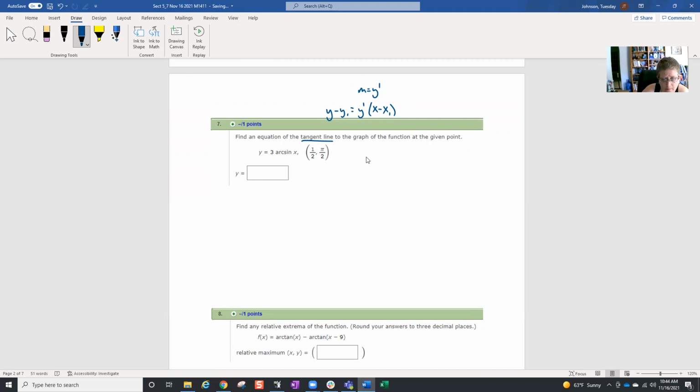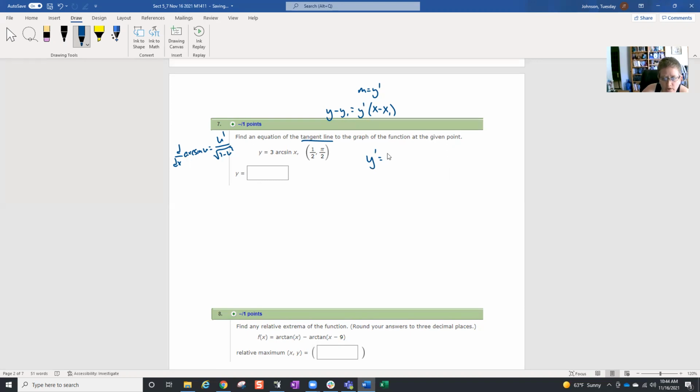So first of all, the derivative of 3 arc sine, I go back to my notes. I look at my formula sheet. And the derivative of arc sine of u is u primed over the square root of 1 minus u squared. Oh, I got it right. I always have to check. I don't always have it memorized either. But I'm working on it.